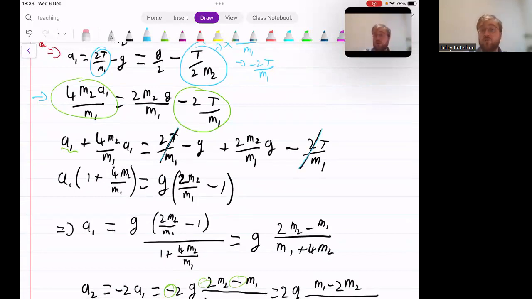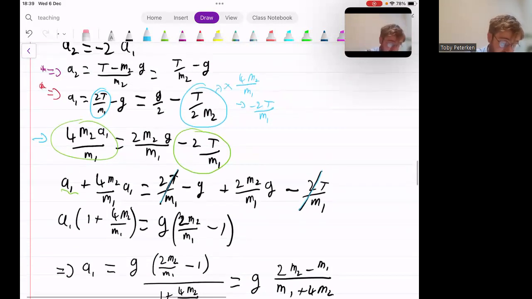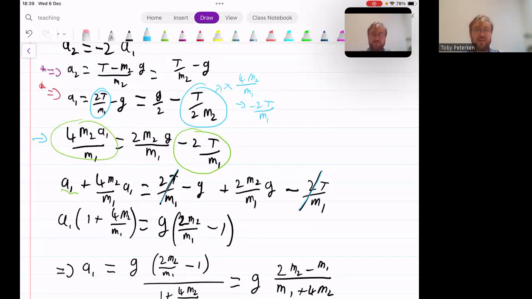There are, of course, loads of ways to solve this. Lots of them, however, will involve finding the tension. And there might be more obvious ways, but it would require a lot more steps.